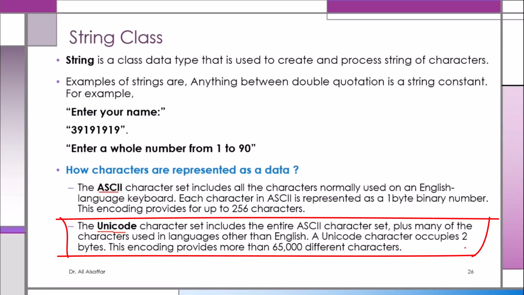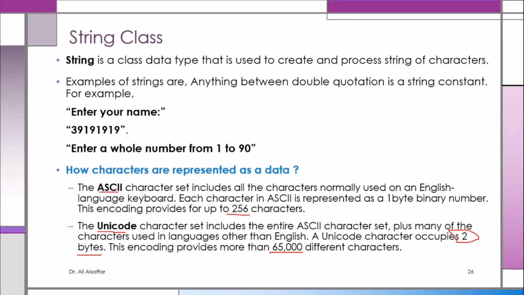So Unicode consists of 2 bytes. So you are increasing the number of characters representing a string. You can represent 65,000 different characters. This is just to show you how characters are represented in the memory. They are represented by code.